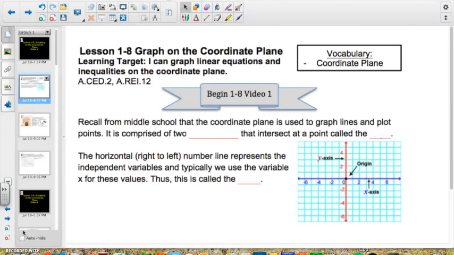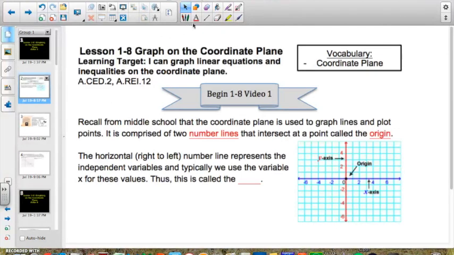So if you remember from middle school, a coordinate plane is something that looks like this picture over here. And that coordinate plane is made up of 2 number lines that intersect at a point called the origin. Our origin is that center point right in the middle where those lines cross, and its ordered pair is always 0, 0.